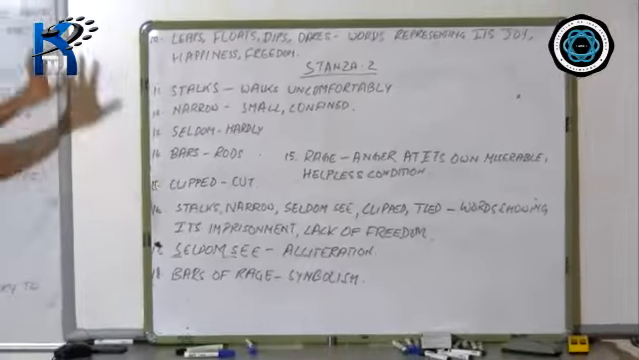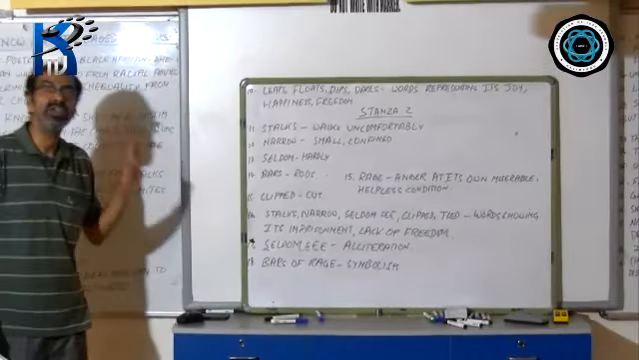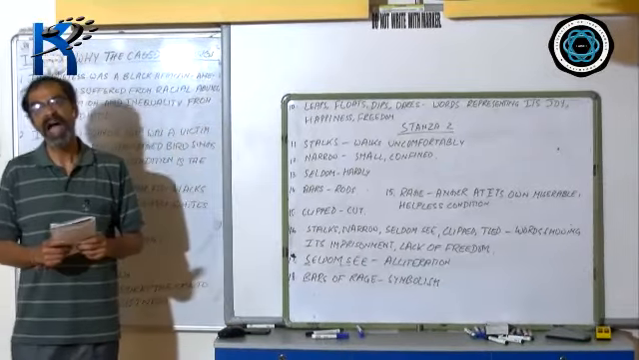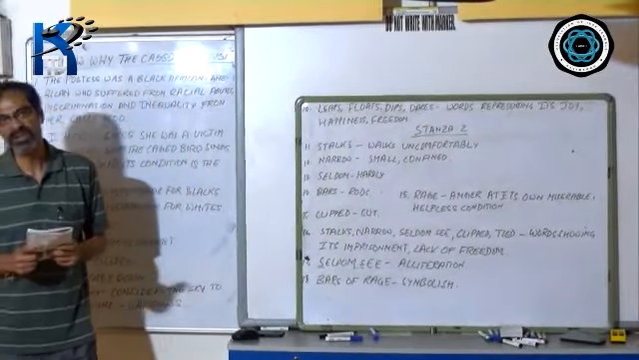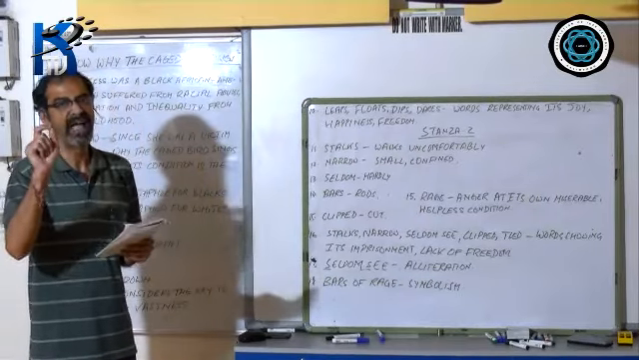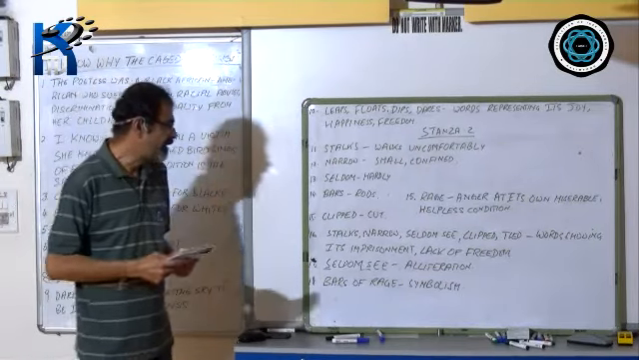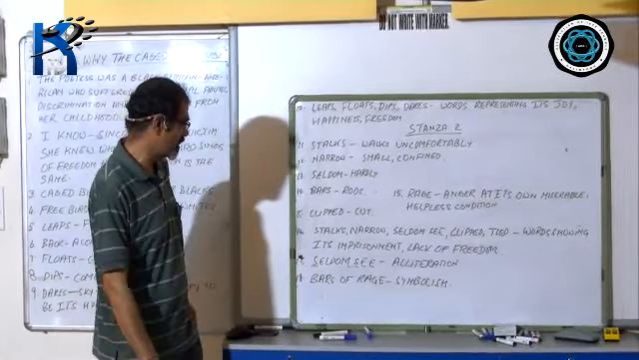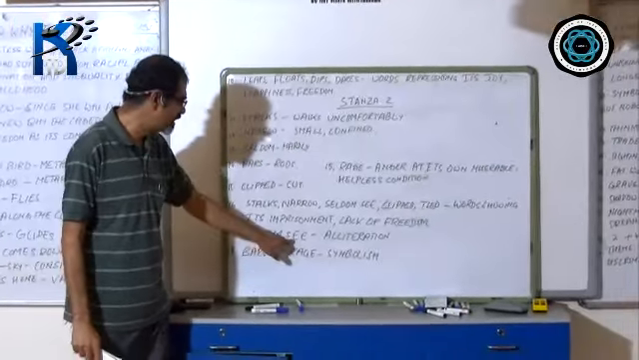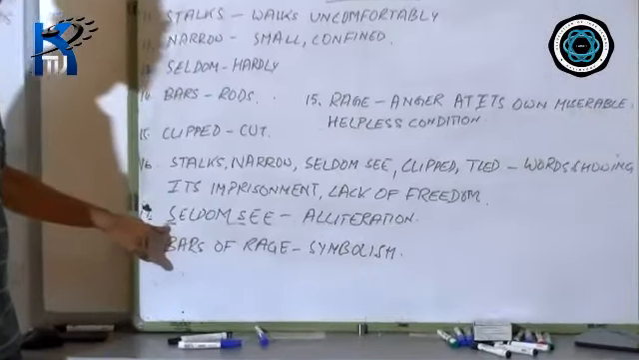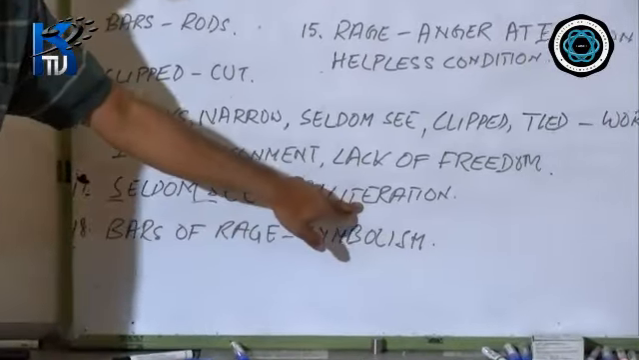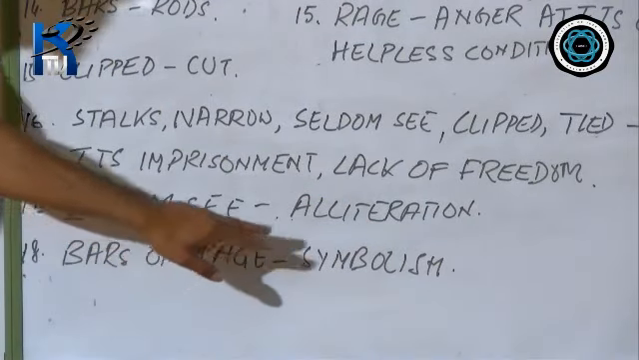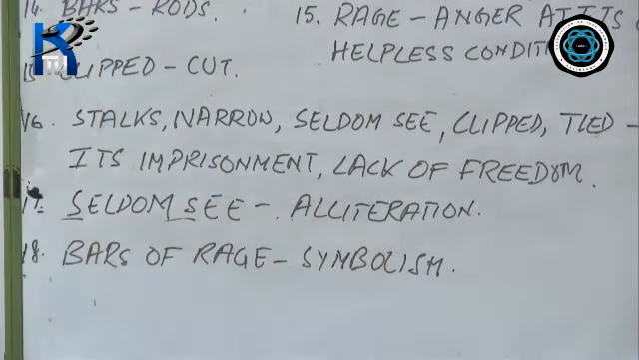So you see the contrasting words used by the poetess to bring out that sad, miserable, helpless condition of the caged bird. And here you have two figures of speech in this stanza. Seldom see, repetition of the consonant sound S, therefore alliteration. And this bars of rage is symbolic.